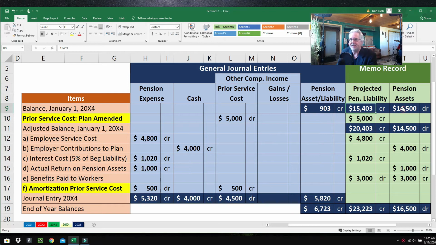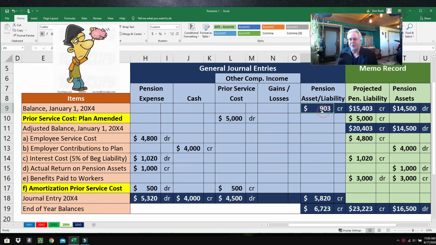and pension assets $14,500 debit. And you may notice that the pension assets are not as large as the pension liability. So that means the pension is underfunded, which is not a good thing, but it's very typical with pensions, especially with the state and local governments. And this 903 is simply the difference between the projected pension liability and pension assets.